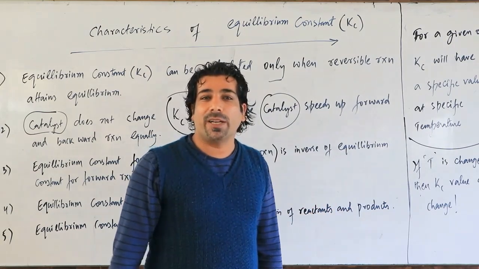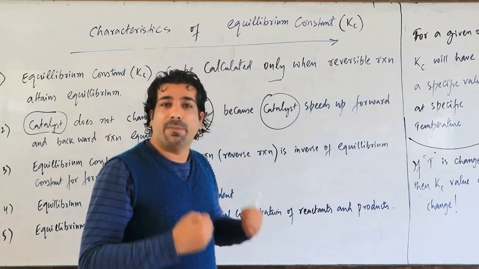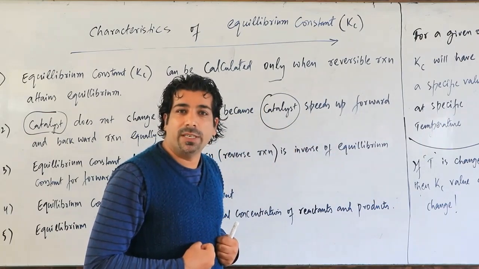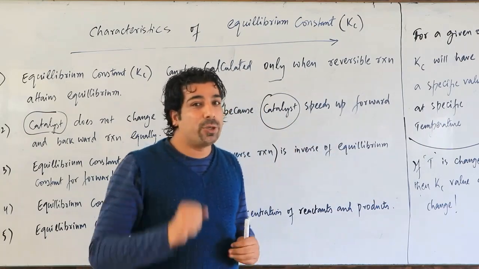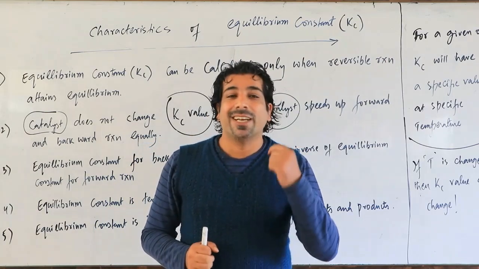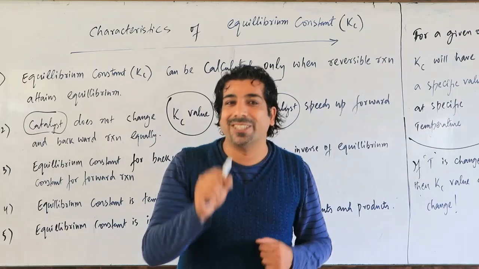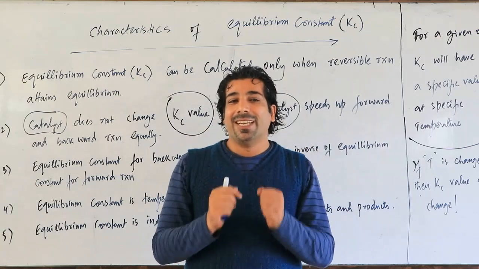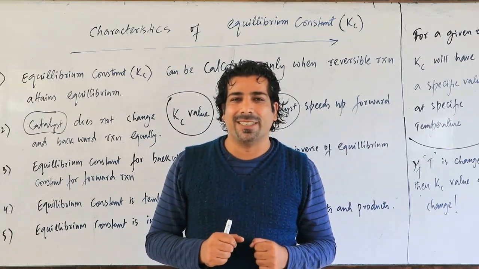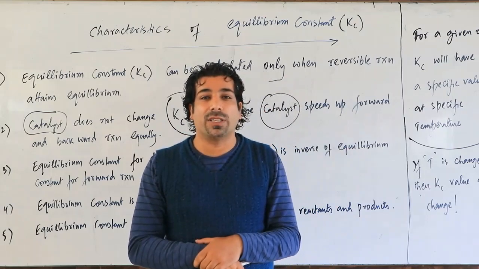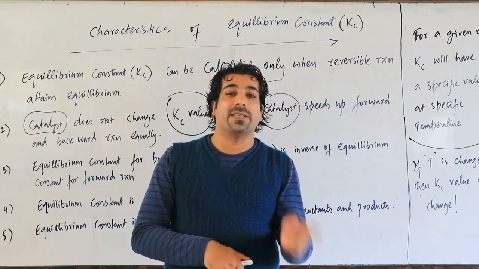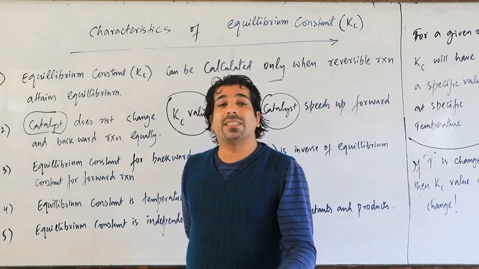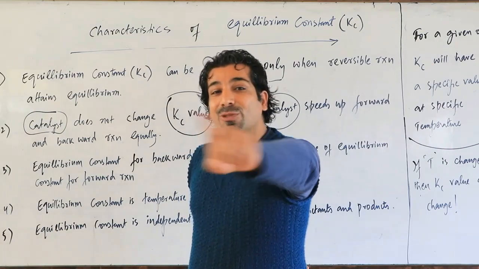Kc value will not depend upon the concentration of reactant and product which are present at the initial stage of the reaction. Usually you know that at the initial stage, reactants are 100% but products are 0. So the reaction has not reached equilibrium at the initial state. That means you cannot take the Kc value at the initial state. Kc value does not depend upon the initial concentration of reactants and products, but only depends upon the concentration of reactants and products at equilibrium, not at the initial state.